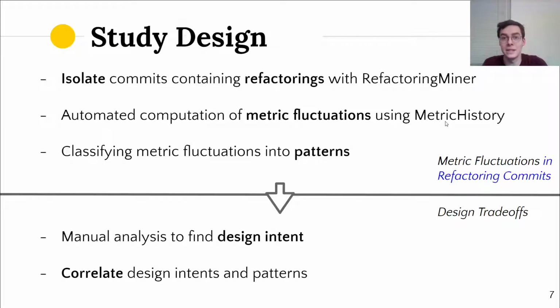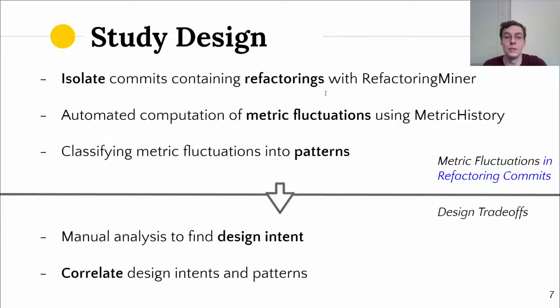After that, we automatically compute the metric fluctuations for all the commits containing refactoring using Metric History, our extensible open source tool designed to collect and process software measurements across multiple versions of a code base. The measurement itself is delegated to SourceMeter, a third-party static code analyzer, but it's very easy to integrate your own or your preferred analyzer as well. Then, we explore the patterns created by the metric fluctuation and try to classify them.